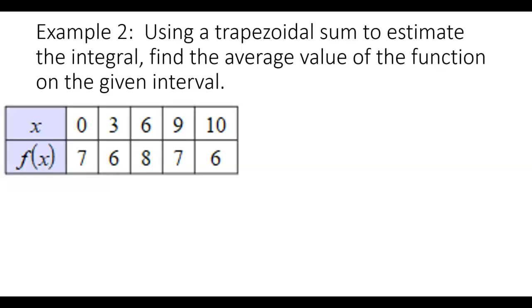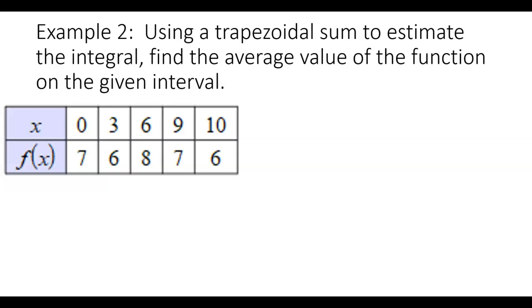All right, so let's do example 2 now. Same question, different context. Instead of dealing with an equation, I'm just going to give you a table. Well, when you have a table, you can't actually find the value of your integral. You can only estimate it using the Riemann sums that we talked about in 6.1 and 6.2.